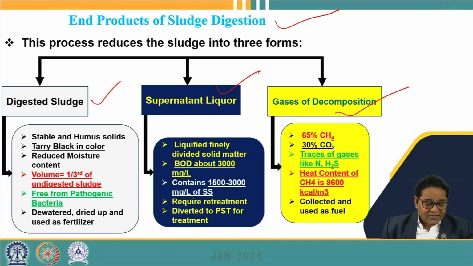If we see the digested sludge, it is basically stable, humus solids, because whatever the sludge is, it contains a lot of nutrient value also. If it is biological sludge generated from the biological treatment process, then after stabilization it is converted into a humus kind of material, and that can be used as a good source of nutrients. The digested sludge is black in color, and its moisture content is reduced to around 70 to 75%. Volume finally reaches one-third of the undigested volume of the sludge, and it is comparatively free from pathogenic bacteria.